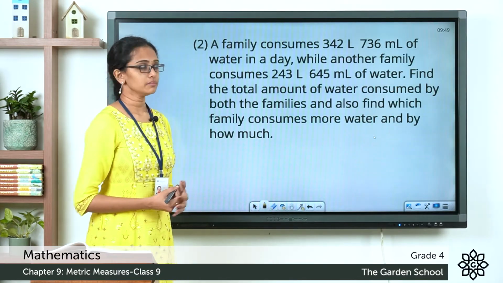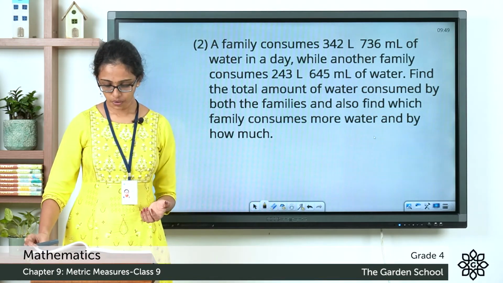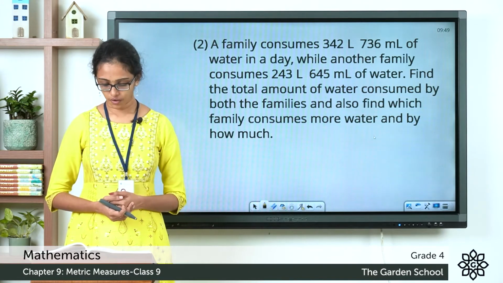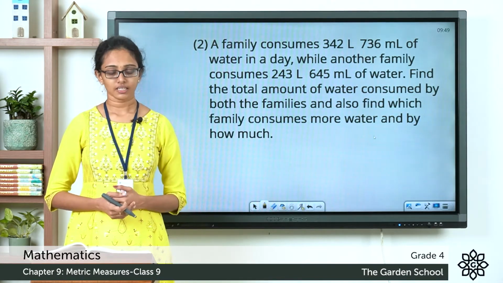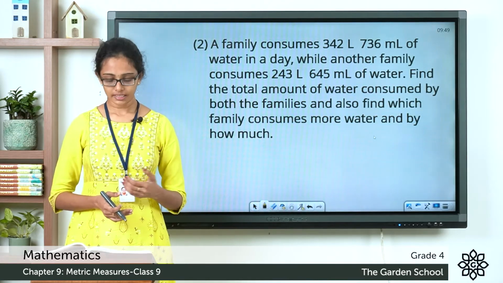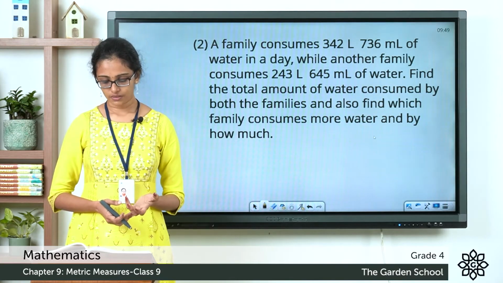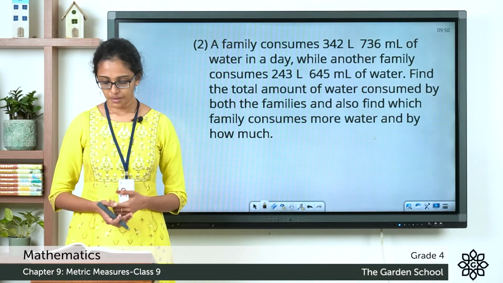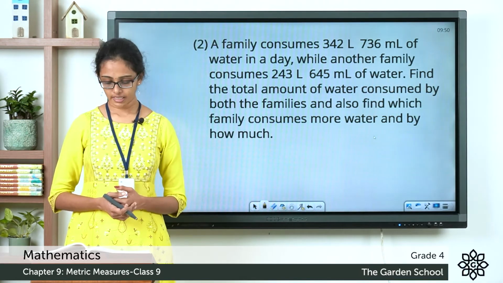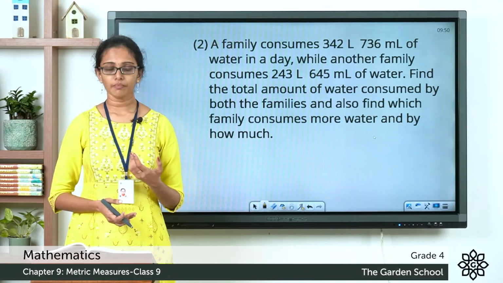It's a word problem. This is from page number 135 of your textbook. Let me read out the question to you. A family consumes 342 liters, 736 milliliters of water in a day, while another family consumes 243 liters, 645 milliliters of water. Find the total amount of water consumed by both the families and also find which family consumes more water and by how much.